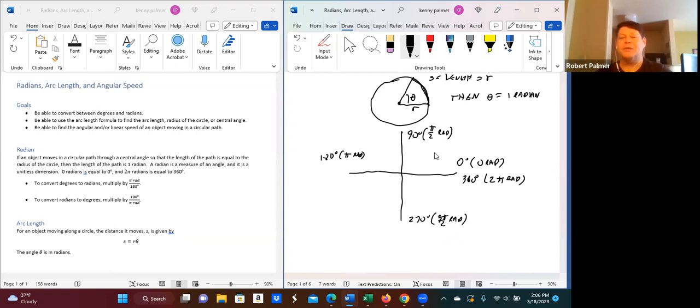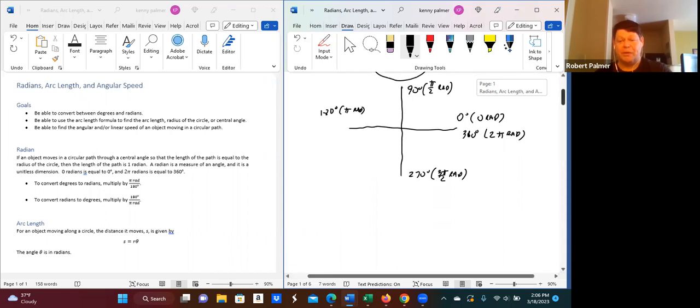If this is 2 pi radians all the way around, halfway around is half of that, or pi. Half of that is pi over 2. Then three-quarters of the way around is 3 pi over 2 radians. So we can use radians to measure angles just as well as we can degrees, and it's just a choice which you use. In some applications it's better to use radians, and in some cases we have to use radians.